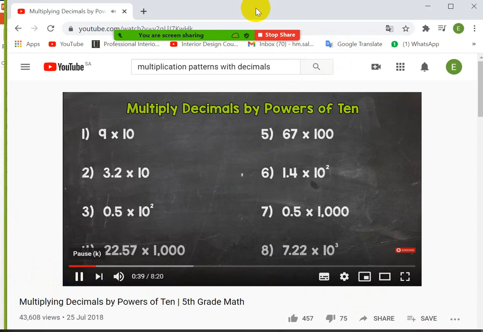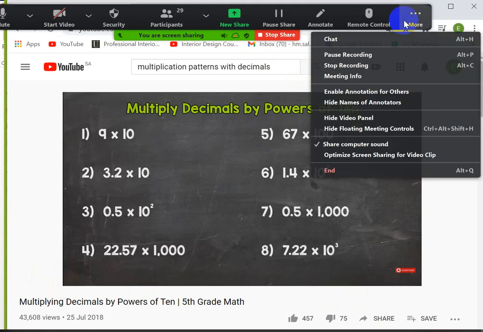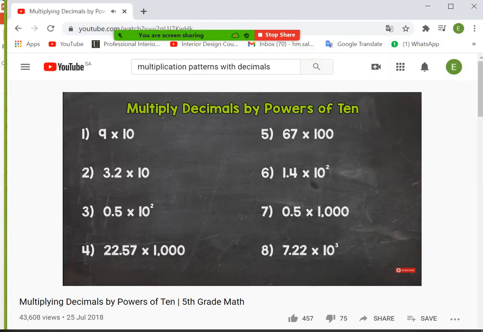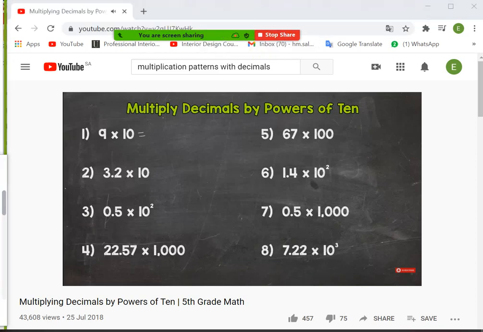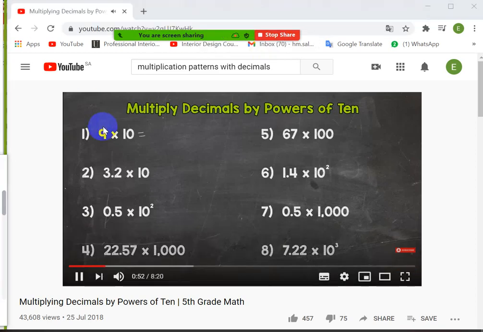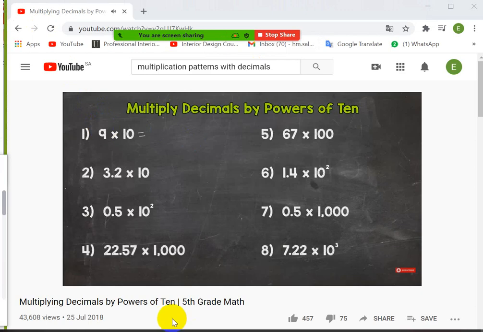So let's go to number 1 here. And number 1, we don't have any decimals. We have 9 times 10. We're just going to review whole numbers real quick and kind of apply what we do with whole numbers to decimals. So 9 times 10. We know 9 times 10 is 90.